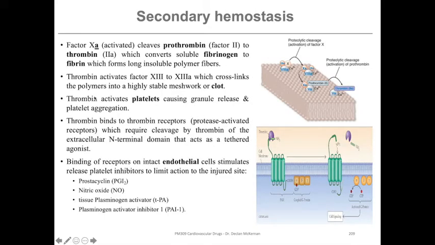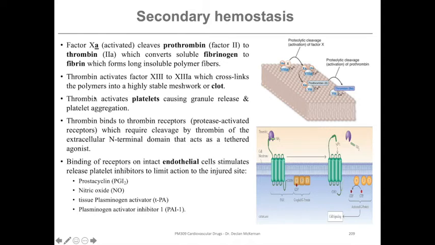Factor 10A, which is the activated version of factor 10, cleaves prothrombin, otherwise known as factor 2, to thrombin, which is known as factor 2A, as shown in the diagram on the top right. This then is able to convert soluble fibrinogen to insoluble fibrin, which forms long, insoluble polymer fibers. Thrombin activates factor 13 to factor 13A, which cross-links these polymers then into a highly stable meshwork or clot.